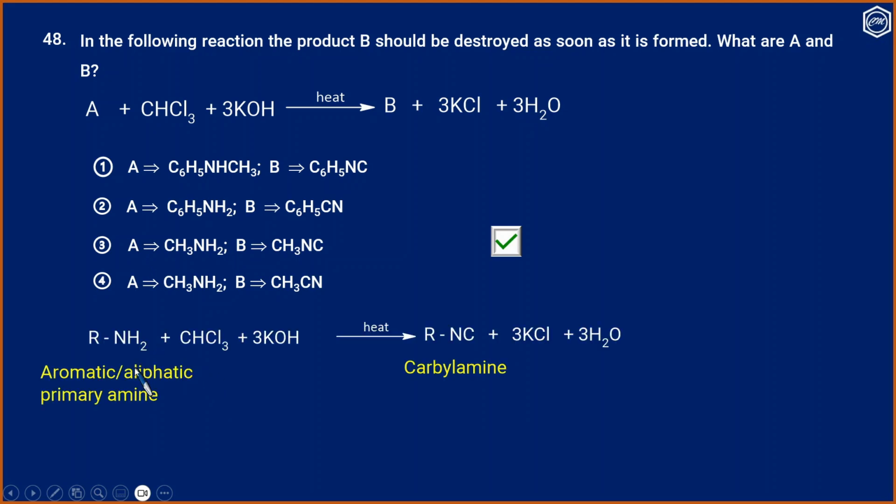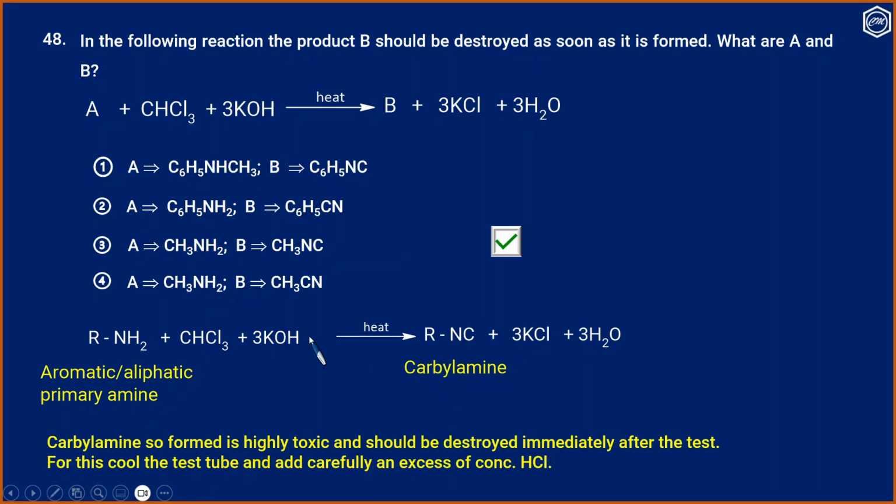A primary amine, aromatic or aliphatic, reacts with chloroform in presence of alcoholic potassium hydroxide and gives carbylamine. Carbylamine so formed is highly toxic and should be destroyed immediately after the test. And for that, we cool the test tube and add carefully an excess of concentrated hydrochloric acid.